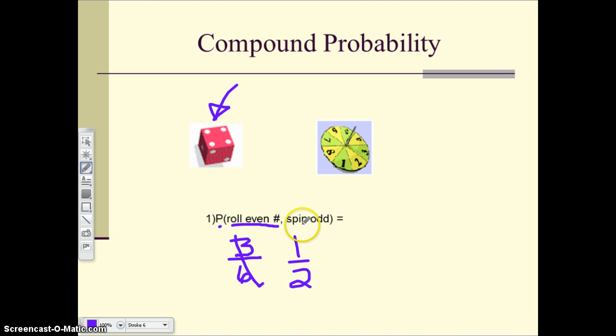All right. The second event, spinning this spinner over here and landing on an odd number. Well, how many numbers are there? There are 8 different numbers: 1, 2, 3, 4, 5, 6, 7, 8. How many odd numbers are there? 1, 3, 5, 7. There are 4 odd numbers. And again, let's simplify. 4 over 8 is the same thing as 1/2.